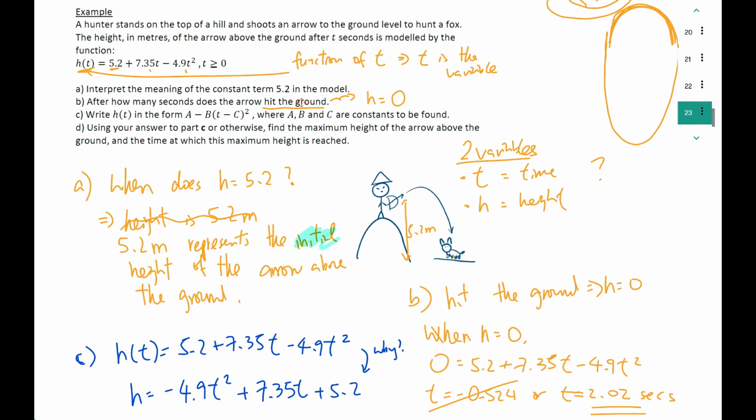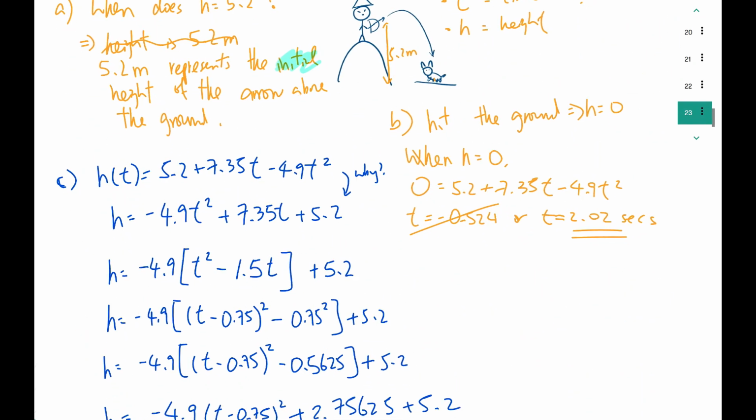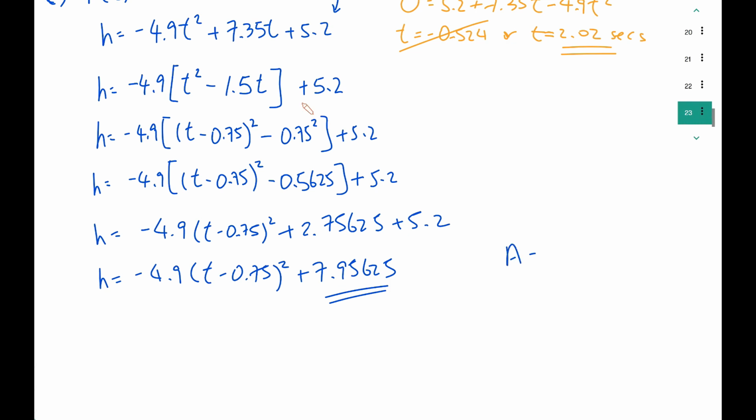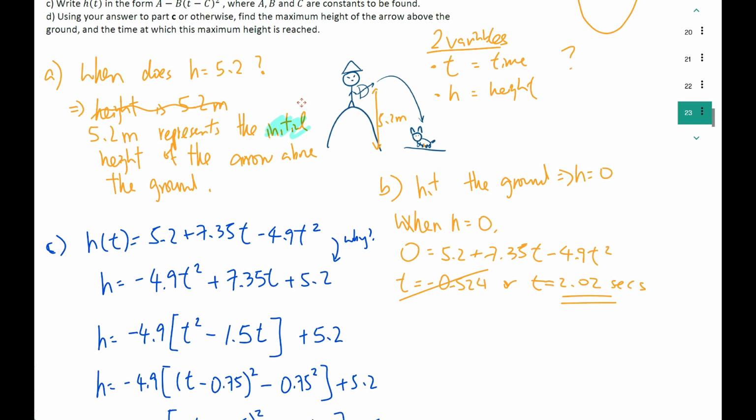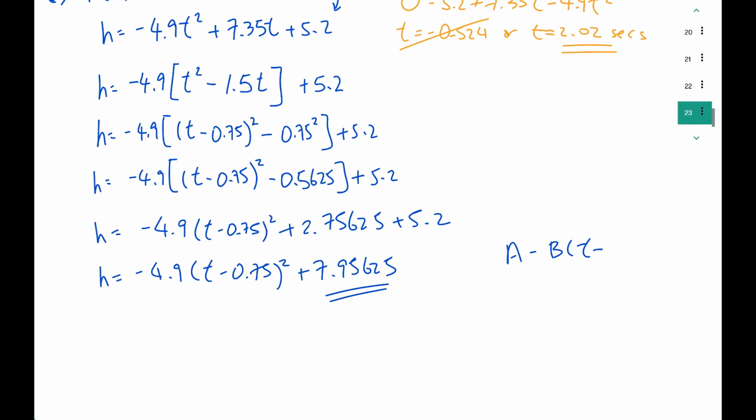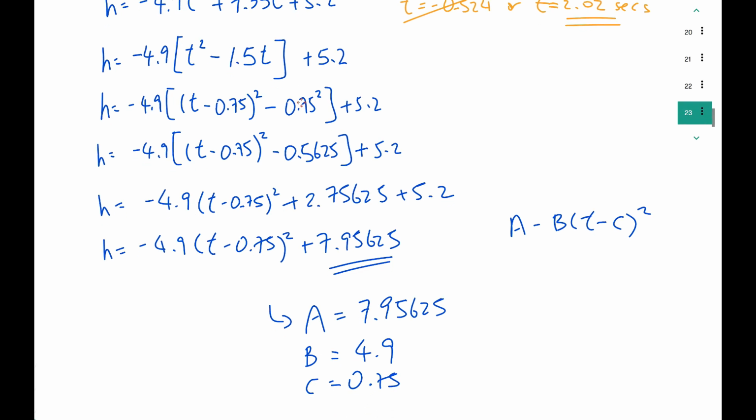So let me read the question again. Where a, b, and c are constants to be found. So let me rewrite the question. So the question was a minus b bracket t minus c squared. So we need to do some matching in here. So what we know is a is the constant term, 7.95625. B is the value in front of the bracket. There's a minus b, so b is 4.9. C is 0.75. Okay. When they say values to be found, that means you have to write the values out separately.